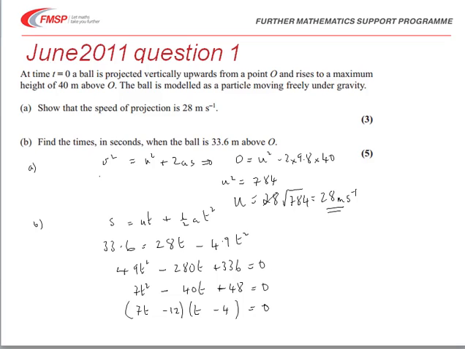and minus 4. So therefore, t equals 12 divided by 7 seconds, or it equals 4 seconds. So the two times when it's at 33.6 meters above the ground are given by those two values.